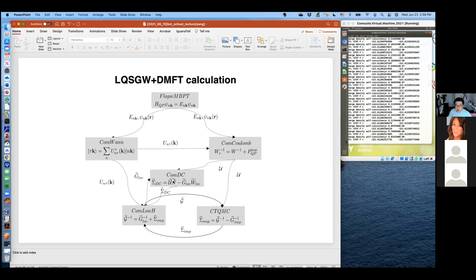So we have a Hartree term and we have an exchange correlation term within the local GW approximation. And collecting all this information, from COM low H, we calculate the fermionic weiss field. And from the CTQMC, we get the impurity self energy. And if we solve this self-consistently, then there will be fully converged LQSGW plus DMFT calculation results.